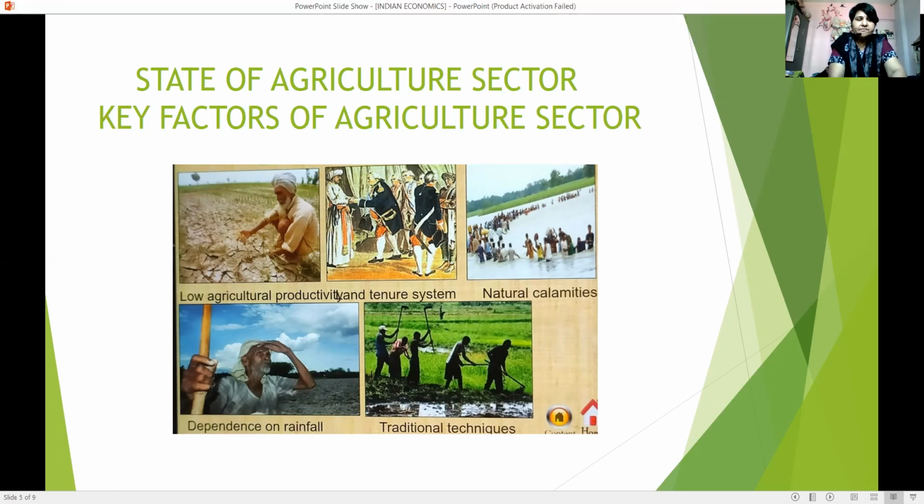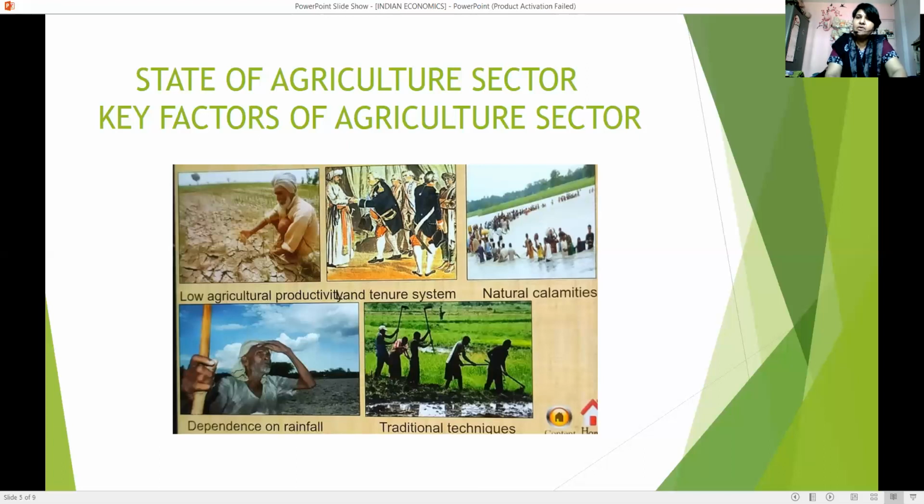Apart from this, the British government played a vital role in bringing down agricultural production by bringing a land tenure system. What does it mean? Land tenure system, you might have studied in your previous 9th standard, 10th standard. Under the land tenure system, they brought the Zamindari system, Mahalwari system, and Ryotwari system.